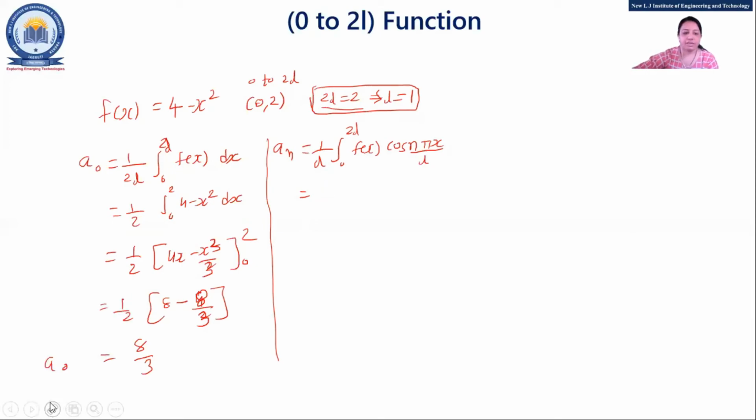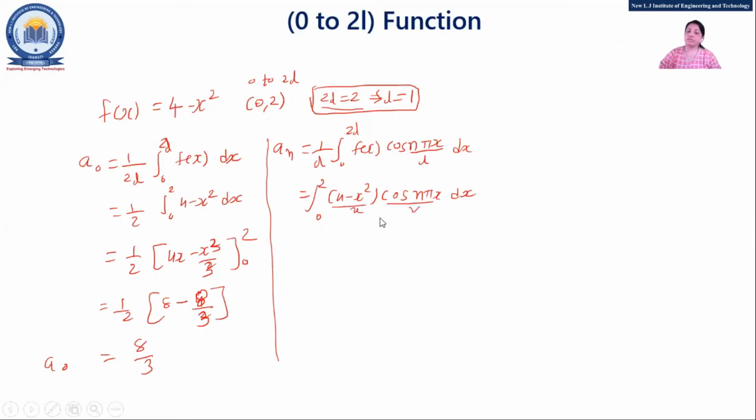Now directly we'll write the integration part. 0 to 2L, and 2L equal to 2, so 0 to 2. f(x) equal to 4 minus x square, times cos n pi x by L. L is 1, so I'll write only n pi x dx. Now this is your u and this is your v.